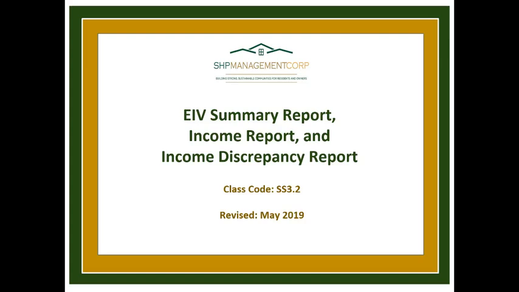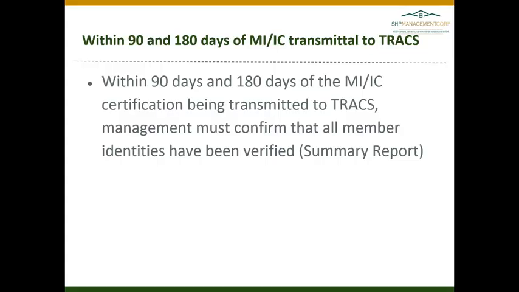EIV Summary Report, Income Report, and Income Discrepancy Report, Class Code SS 3.2, revised May 2019. Please note that within 90 days and 180 days of the move-in or IC certification being transmitted to tracks, we must confirm all member identities have been verified. This is done by running the summary report in EIV.